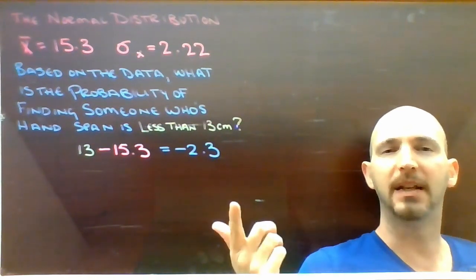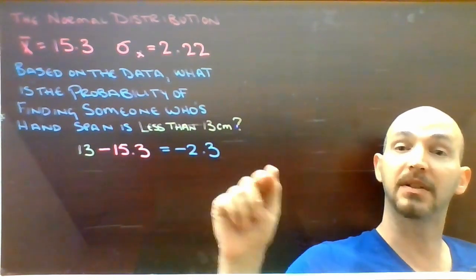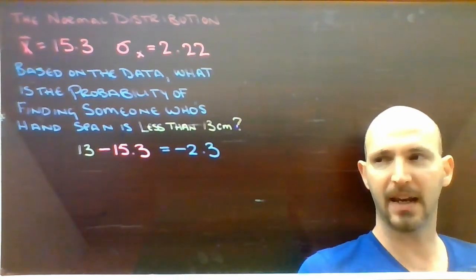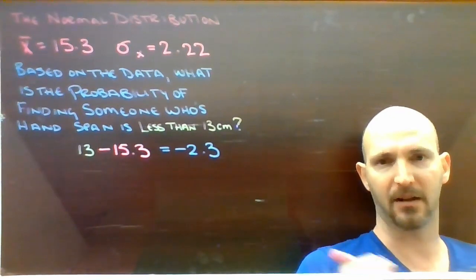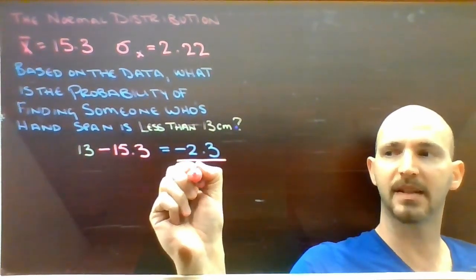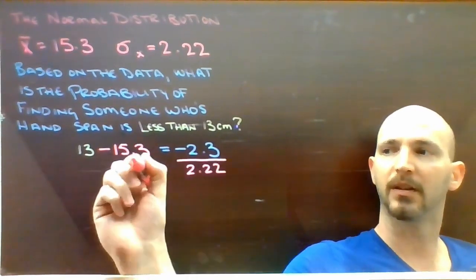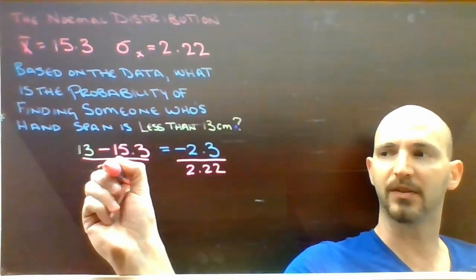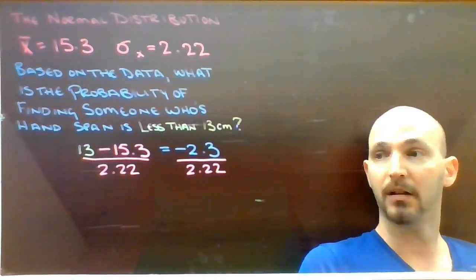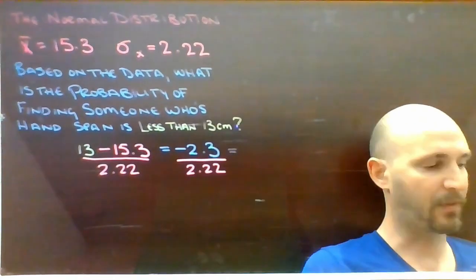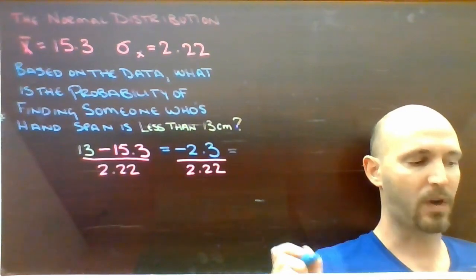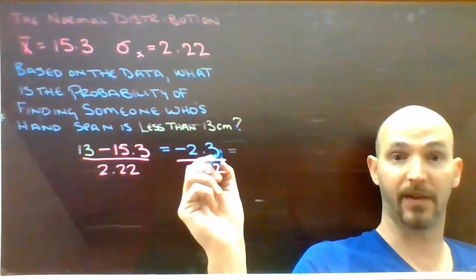Now, I want to know how many standard deviations that is, because that's going to tell me how far down my distribution I've traveled. So if I were to take this distance here and chop it up into units the size of one standard deviation, I'm just going to write that under both of these fractions here. I would get negative 2.3 divided by 2.22, which is negative 1.04 if I round.